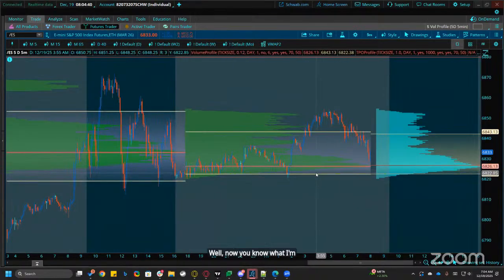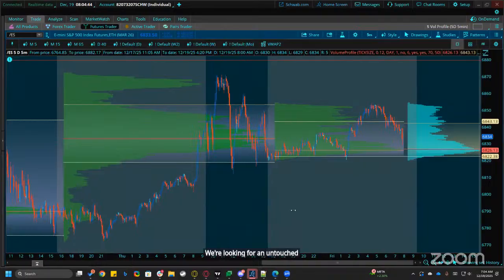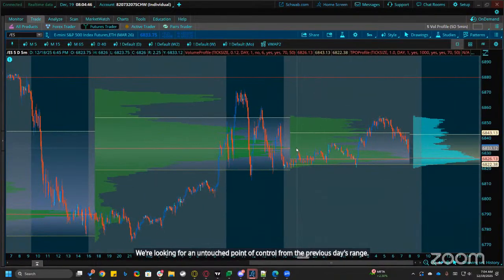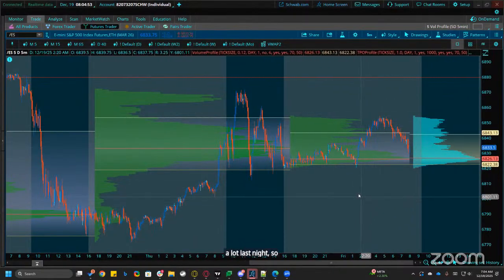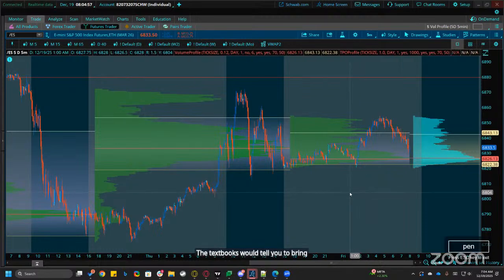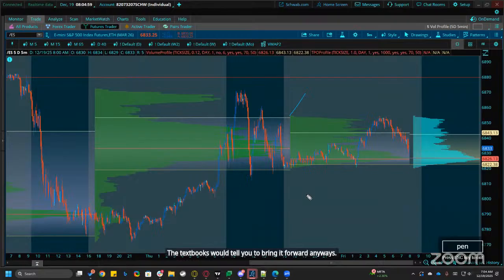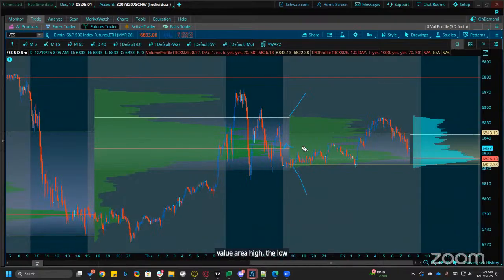We're looking for an untouched point of control from the previous day's range, and we don't have one. You can see that we passed through that point of control a lot last night, so no help there. The textbooks would tell you to bring it forward anyways. The value area high, the low, and the point of control should be carried into the next day's trading every day. That's what the textbooks say.